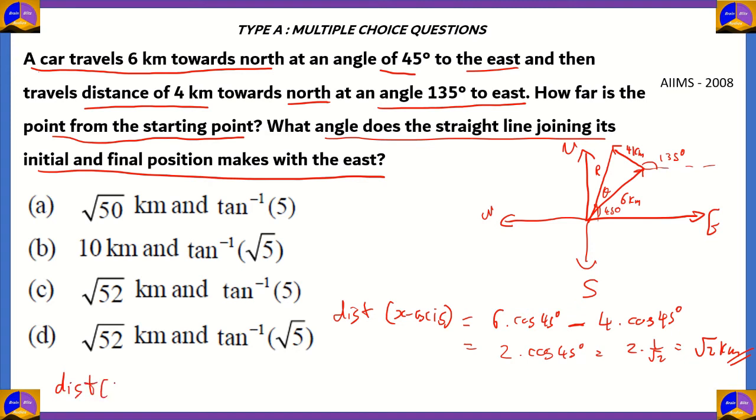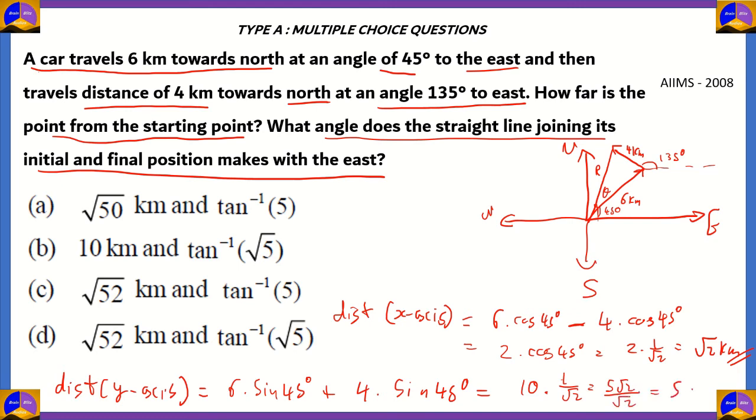What about the distance along the y-axis? You have to add the y components of both these distances in order to get the distance along the y-axis. So that means you get 6 times sine 45, plus 4 times sine 45. That is equal to 10 times sine 45, which is 10 times 1 by root 2.